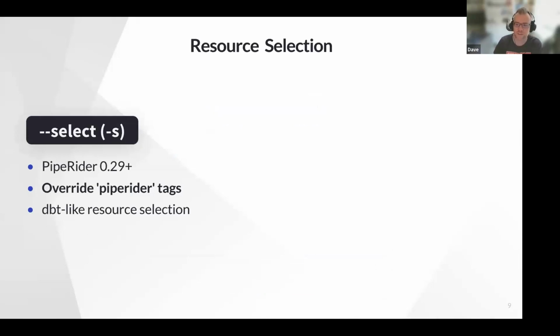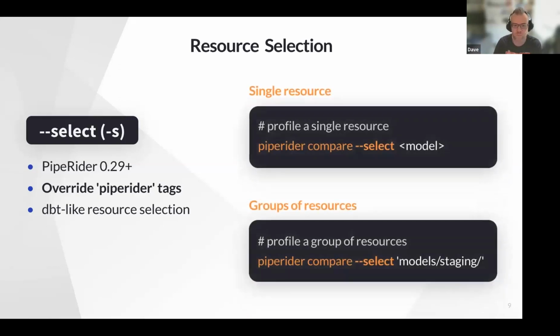From version 0.29, which is the latest version, our aim has been to improve the development experience. We've introduced the select option, which is a command line option, and that allows you to override the requirement for PipeRider tags, and also specify resources just like you would when using DBT build and so forth.